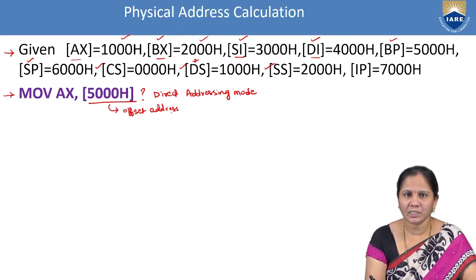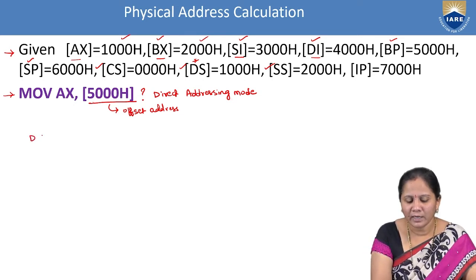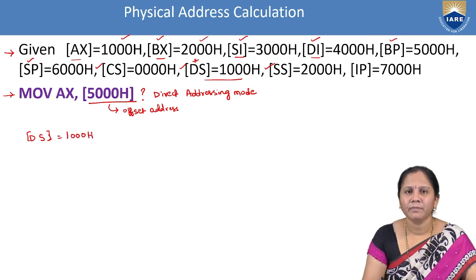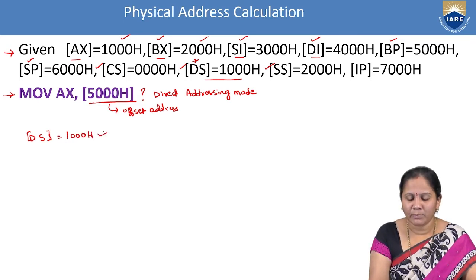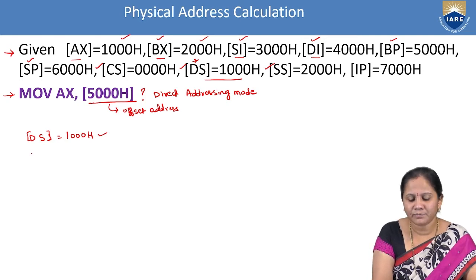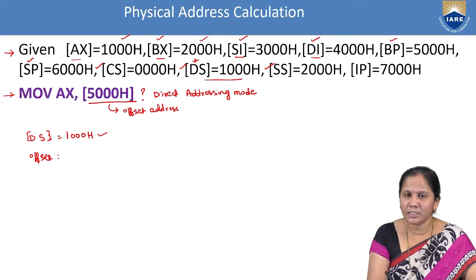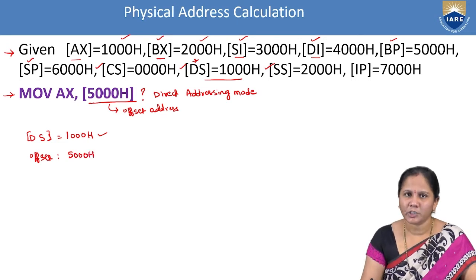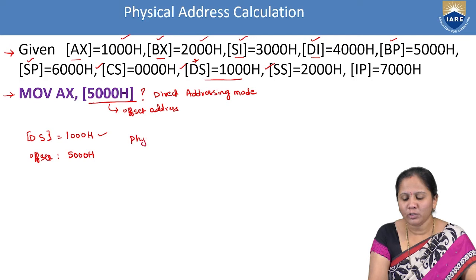In order to find the physical address, the segment address is required. They did not specify which segment address should be used, so by default consider the data segment. Among these registers, the value of the data segment register is given here. It is 1000H. Now the offset address is given in the instruction itself, and the offset address size is 16-bit. It is 5000H.